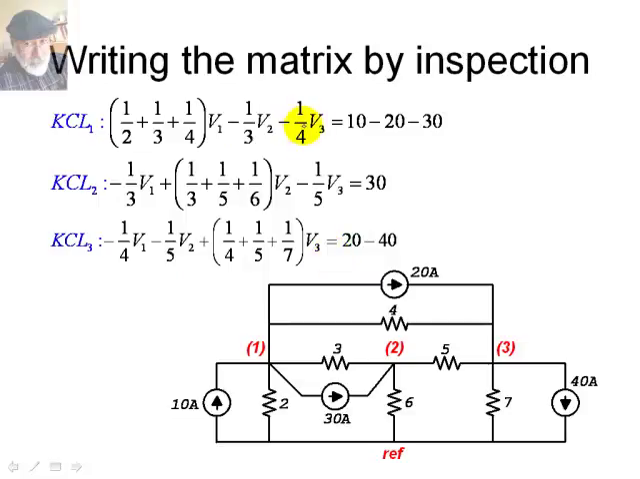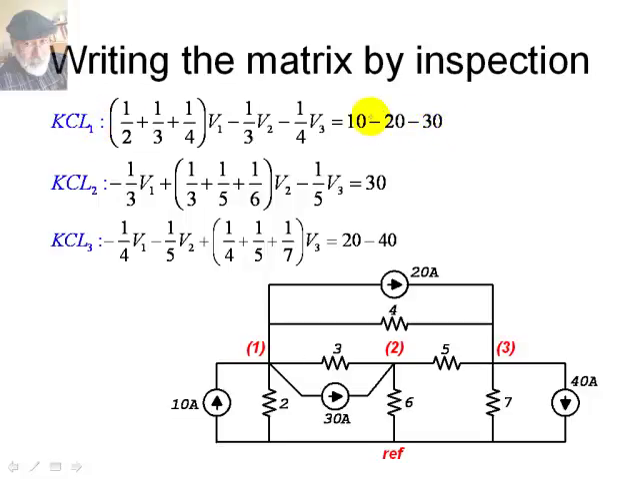This is the conductance between node 3 and node 1. This is the conductance between node 1 and node 3. Of course, this matrix is symmetrical with respect to the main diagonal. The right-hand side is the sum of all the current sources, currents entering that particular node.